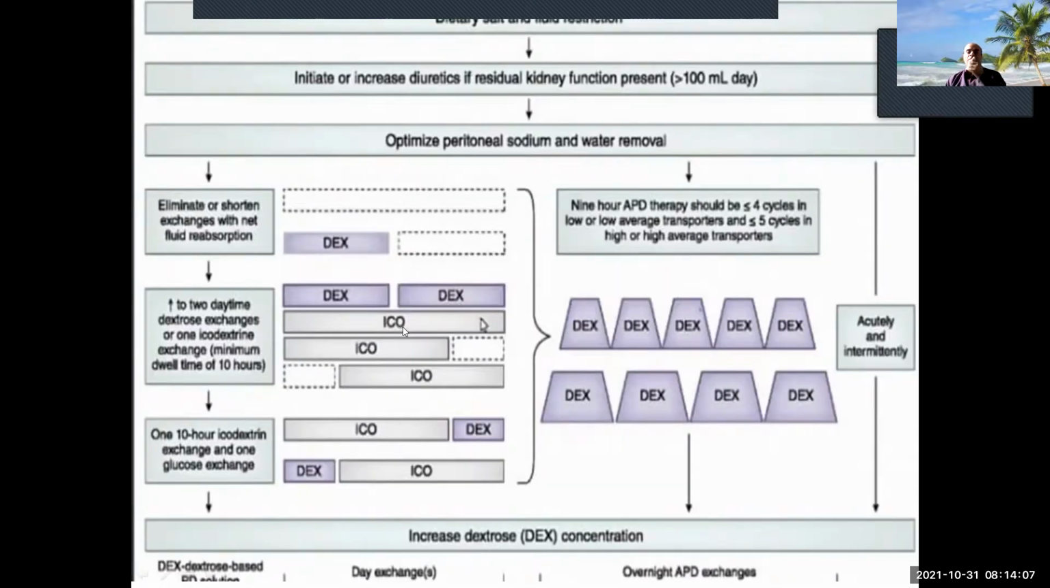Just a collection done for a patient with shortness of breath from volume overload: dietary salt and water restriction, and then increase his diuretic in a patient with good residual renal function, especially if more than 100 ml urine per day. Try to use this, don't lose this residual kidney function. Optimize his peritoneal sodium and water removal with the fluid regimen and a long dwell with icodextrin. The other is a multiple choice on multiple prescriptions for how we can use dextrose and icodextrin in different steps.